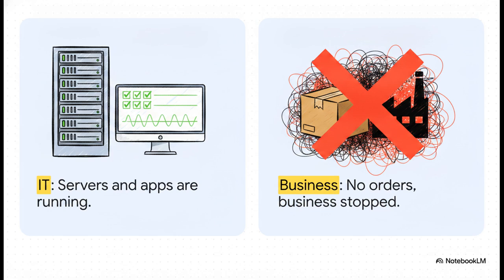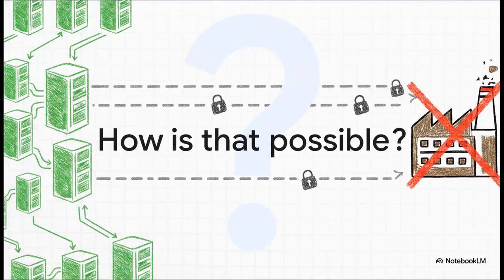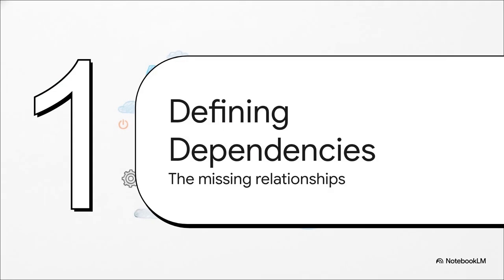No customer orders can be approved, no products are getting shipped, and no invoices are going out. The business has stopped dead in its tracks. So we have to ask ourselves, how is that even possible? How can a business completely freeze when every single system is online and green? That brings us to Section 3, defining invisible dependencies, the missing relationships.